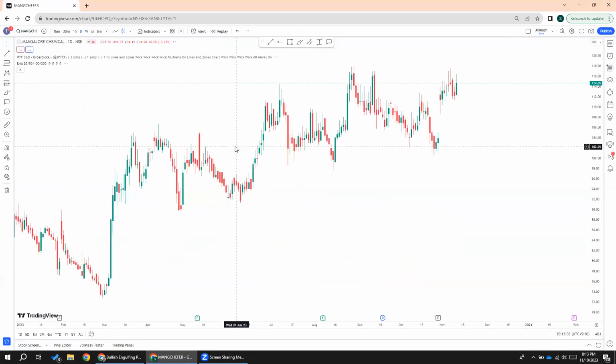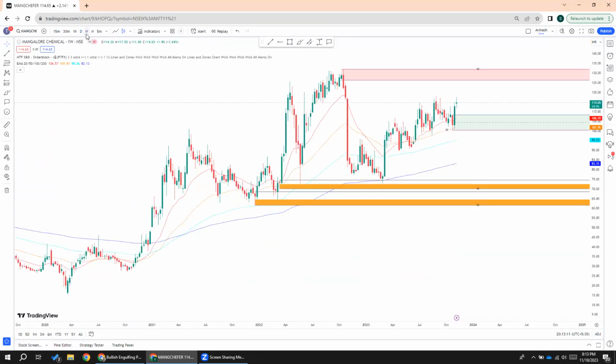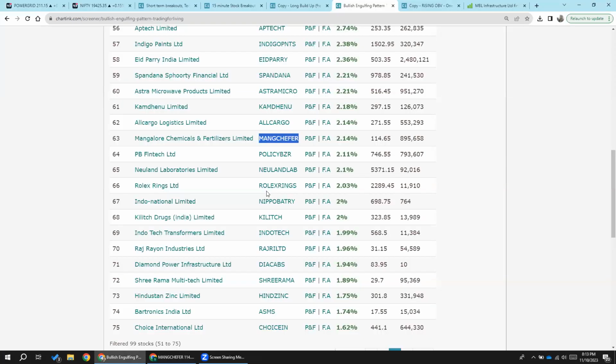Mangalore Chemical. Mangalore Chemical is good, but on the weekly chart, 130 is the immediate resistance, and the stop loss is at 99. So it is kind of 1:1. That will not be very good for me. But if you want, you can trade this.